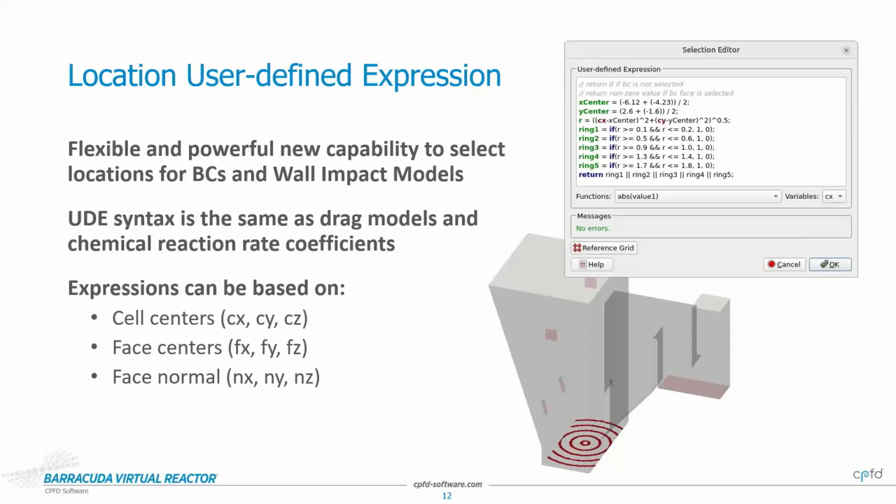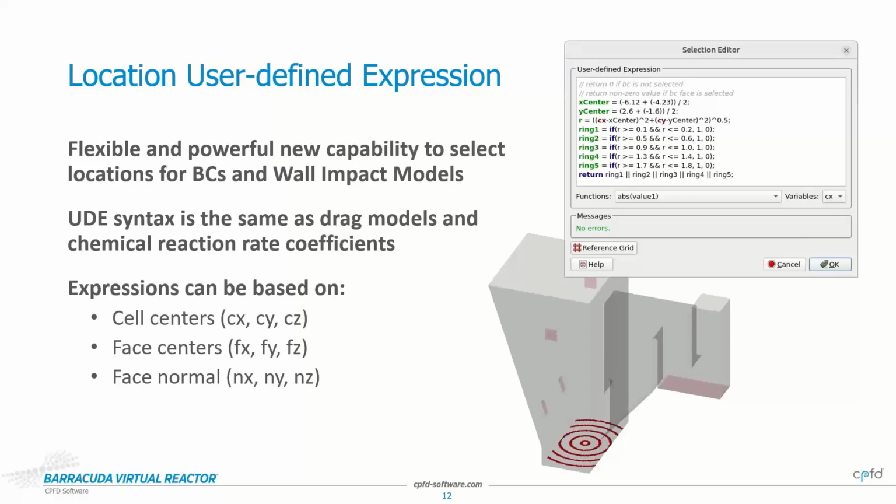And so then the expression that you define is used in combination with the other region selection controls, such as the XYZ region box and the direction controls that have always been there for selecting BC faces. And again, this is something I'll demonstrate in a few slides when we go into the demo.